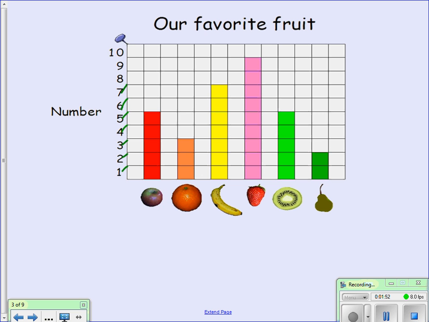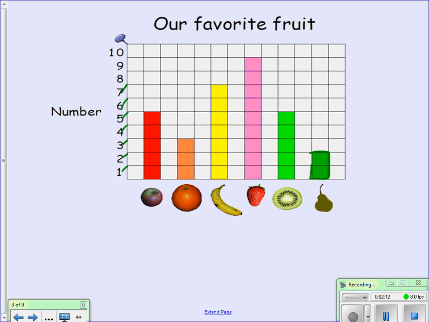Which fruit is the favorite? We just look for the tallest bar here. You can see that the strawberry bar here is the tallest. That is the favorite. Which fruit is the least favorite? We're obviously then looking for the smallest here. Looks like over here, this would be a pear. What is the least favorite? It's the shortest box, only 2 boxes tall.